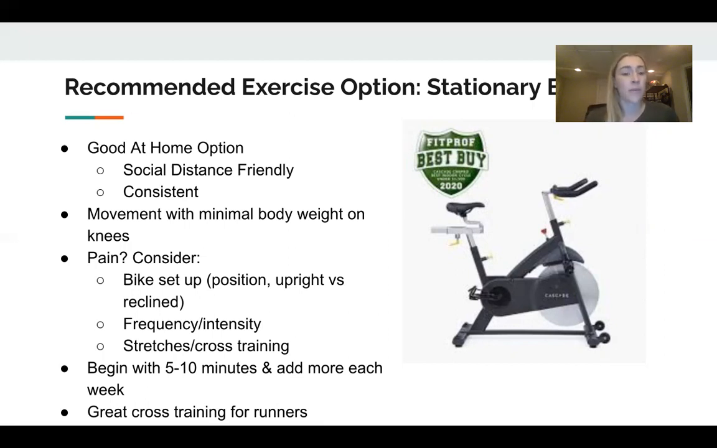Again, if you're having pain with riding a bike, consider how you're positioned on it, or maybe you need to be using an upright bike versus a reclined or vice versa. Maybe the frequency and intensity is too much and you need to mix it up a little bit with cross training or if you're doing any stretches. If you're new to using a bike, I would recommend starting with 5 to 10 minutes and then adding on time every week. And it's just a great cross training option for runners in general.